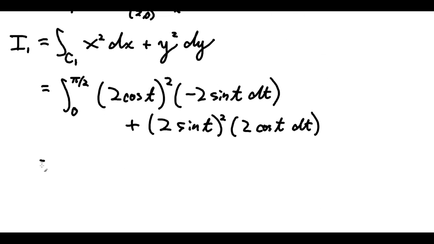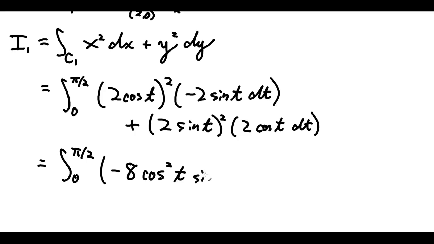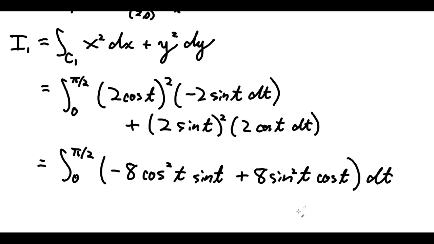You'll want to, of course, clean this up a little bit, where we would have this first term, looks like negative 8 cosine squared t sine t, and there's a dt, but I'm going to factor that out because I have that in both factors here. So we have plus 8 sine squared t, almost forgot cosine t, there we go. So we have that dt. You see I've factored out the dt from these two terms.